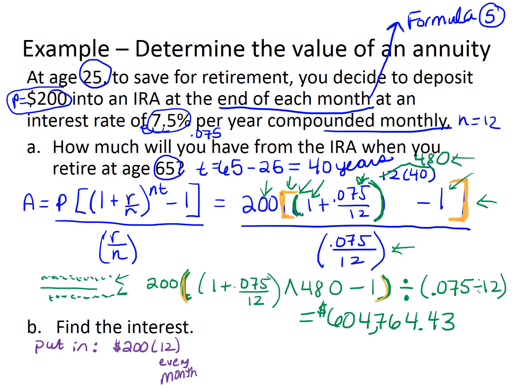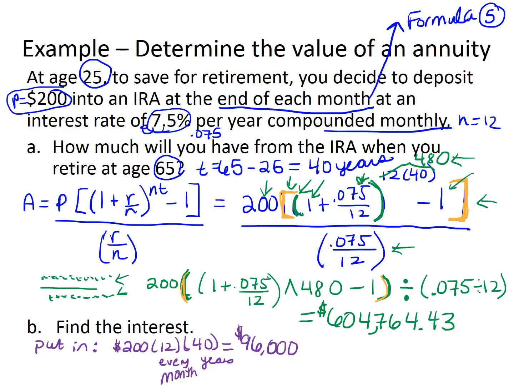All right, so you would multiply that by 12 to get how much you put in for the year, and then you multiply that by 40 for 40 years. 200 times 12 will give you the amount per year, and then times it by 40 for 40 years. So 200 times 12 times 40. Again, there's no formulas for this. You just have to think about it. So 96,000 is how much you put in.